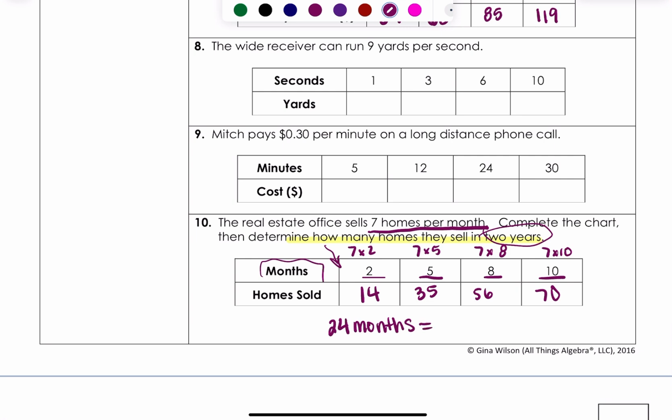Okay, so in order for me to figure out how many homes I sold in those 24 months, or 2 years, I'm going to multiply the 7 times the 24. 7 times 24 is equal to 168. So they're going to sell 168 houses. Okay.